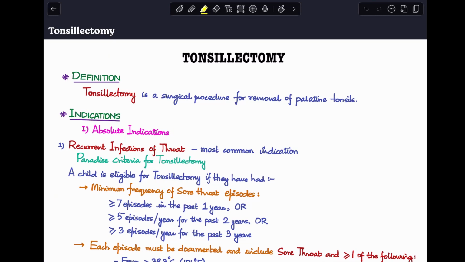Today, I'll be starting a series of videos on a topic, and that is tonsillectomy. Today, in the first part of the series, I'll be discussing what is tonsillectomy, and what are the indications and the contraindications of tonsillectomy.